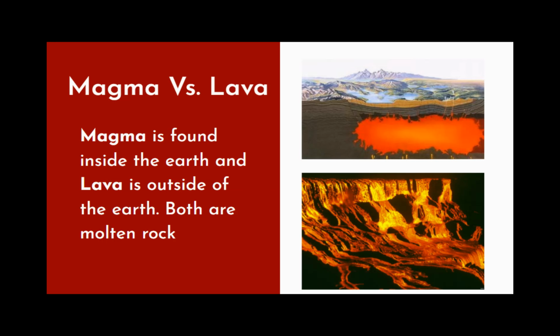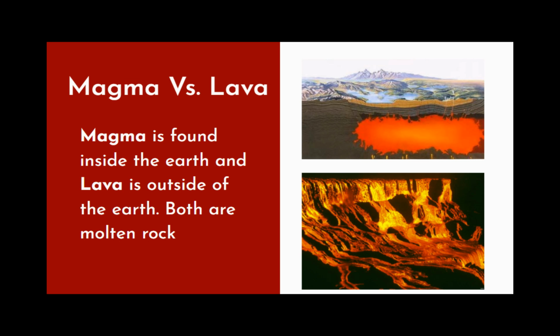So the difference between magma and lava, a lot of people get them mixed up. Even a lot of text sources online get them mixed up. The only difference between magma and lava is location. Just like the only difference between a hurricane and a cyclone is where they happen on Earth, the difference between magma and lava is where it is. Magma is found inside of the Earth, and lava is found outside of the Earth. They're both just melted rock.